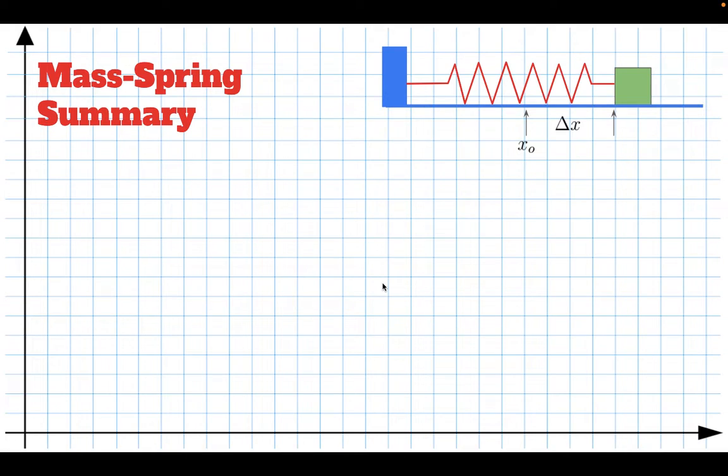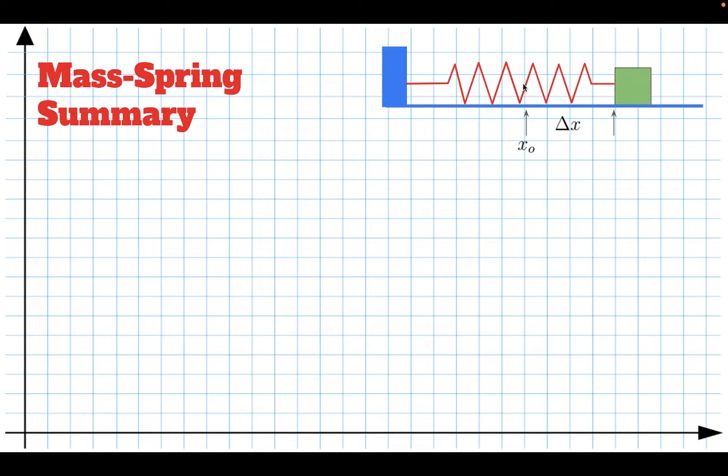So let's summarize what we know from masses and springs. If I have a spring and I attach it to a mass, and this is the equilibrium position, when the mass is right here, there's no net force on it. If I pull that mass all the way over to here, the spring exerts a force to the left, which tries to restore this mass to the equilibrium position.